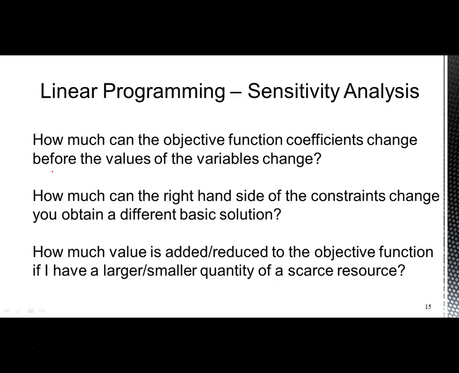It basically gives us an idea how much the objective function coefficient can change before the values of the variables change. Also, how much can the right hand side of the constraint change if we obtain a different basic solution. Also, how much value is added or reduced to the objective function if I have a larger or a smaller quantity of a scarce resource.